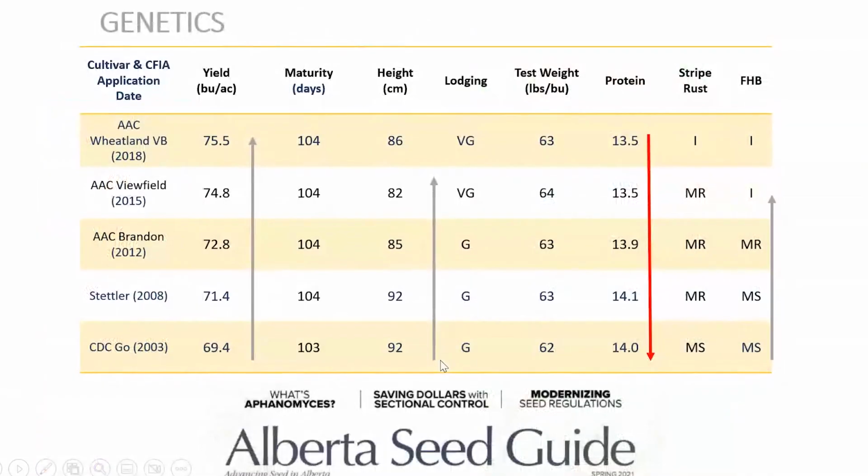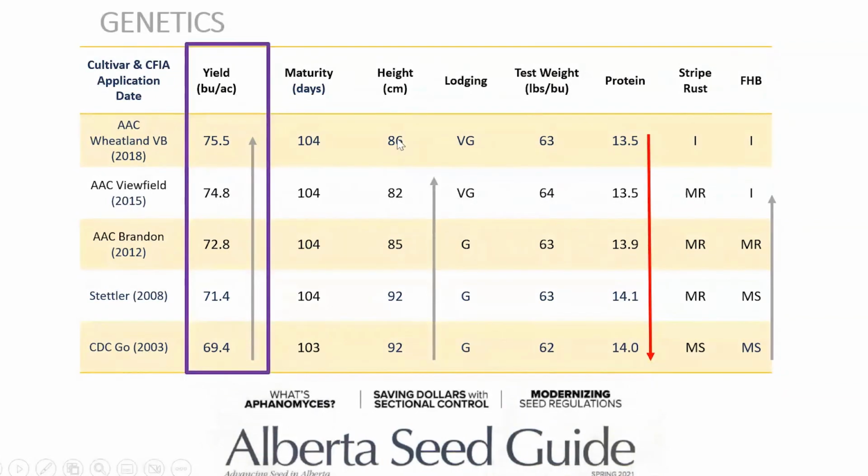Now, I want to go through a little history of the key or the big acre varieties that have been grown in Alberta. And you can see we've got CDC Go, which was applied for registration with CFIA, or the Canadian Food Inspection Agency, back in 2003. So old genetics, and we kind of go through the history. Stettler then became very popular, Brandon very popular, very significant acres of Viewfield, and there's starting to be very significant acres of Wheatland. And you can see this trend of increasing yield. So you can see that yields are increasing, and there's a trend for plant type to get shorter. And these are very good things that our breeders are making progress with in varieties.